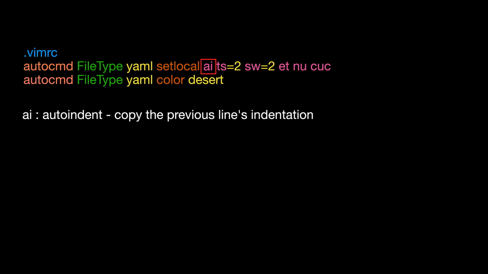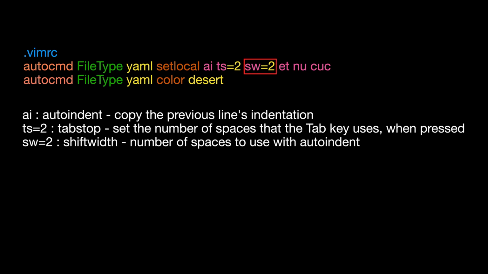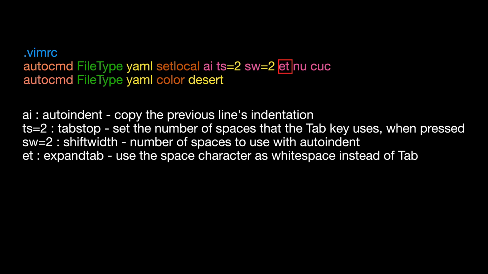AI instructs vim to automatically convert tabs into spaces using shift width settings. TS, tab key use equal to 2 spaces. SW, shift width equal to 2, settings for AI. ET, backspace will be 2 spaces.